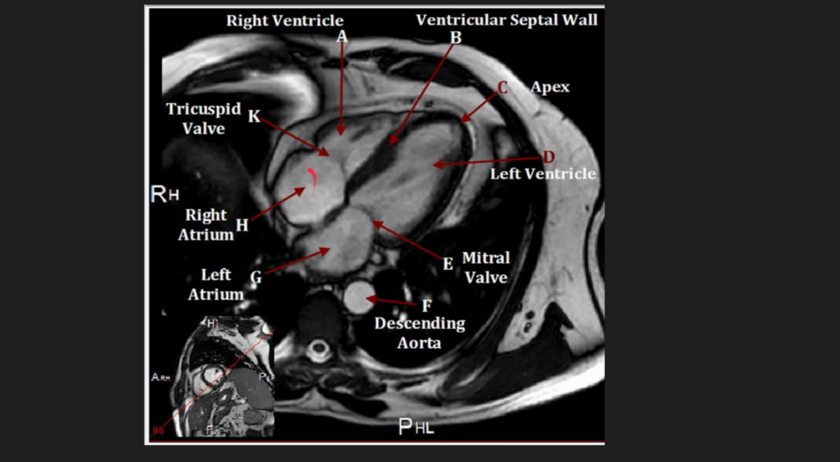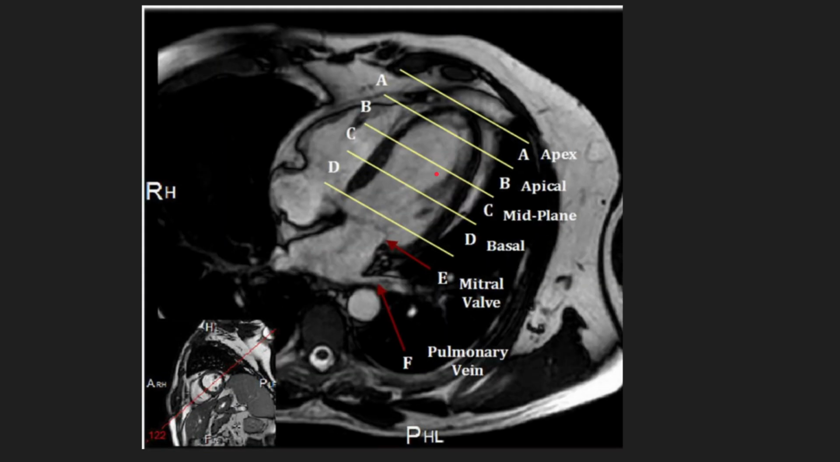So we have the right atrium, tricuspid to the right ventricle, ventricular septal wall. Left atrium, mitral valve, left ventricle. This is descending aorta. This is the apex. So apex here, apical, midplane, basal, and mitral valve, pulmonary vein.